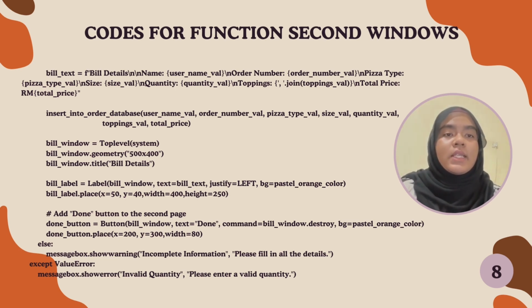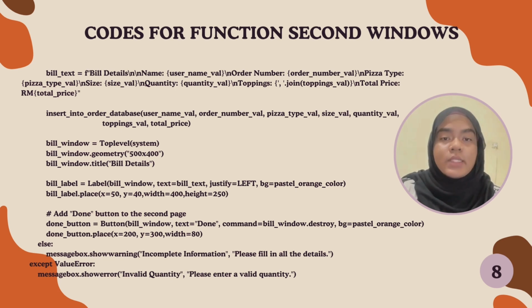Okay, this line is create format string, which is an F string that contains data about the bill. It includes username, order number, pizza type, quantity, topping, and the total price. And the second line is insert into order database, which has username val, order number val, pizza type val, size val, quantity val, topping val, and the total price.